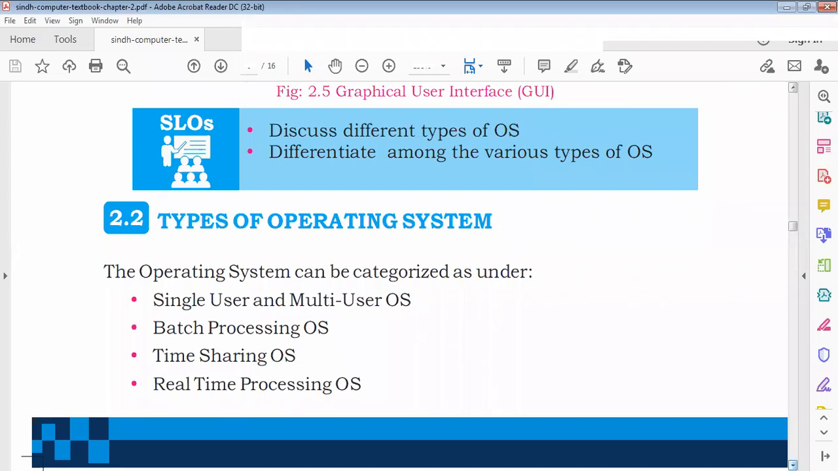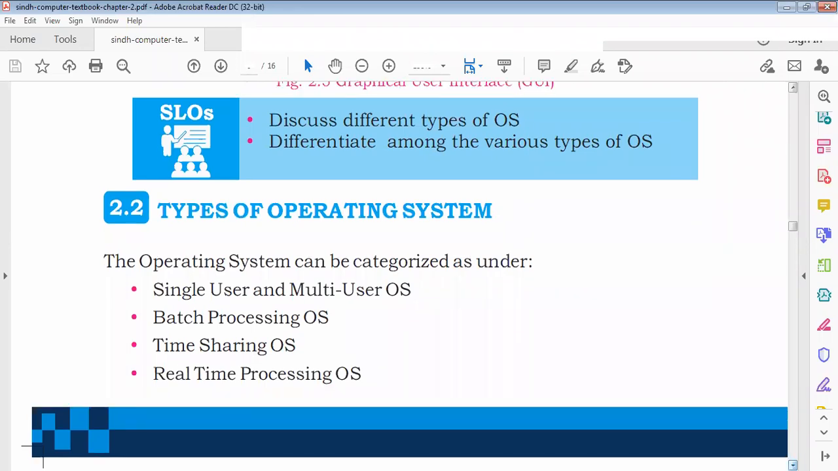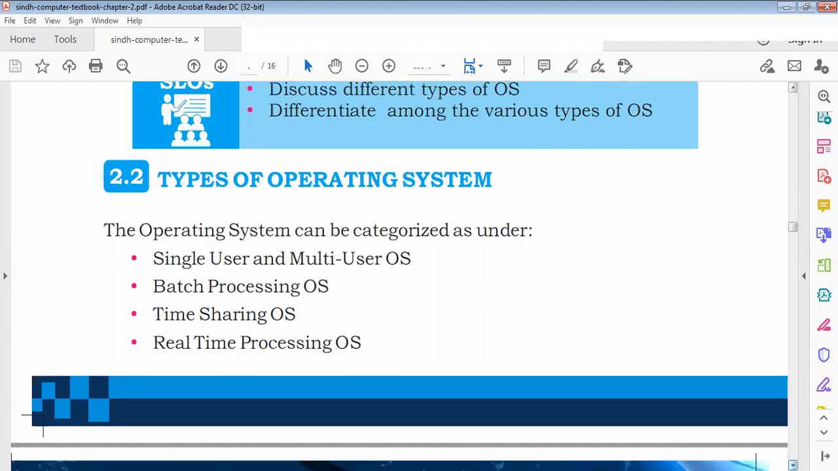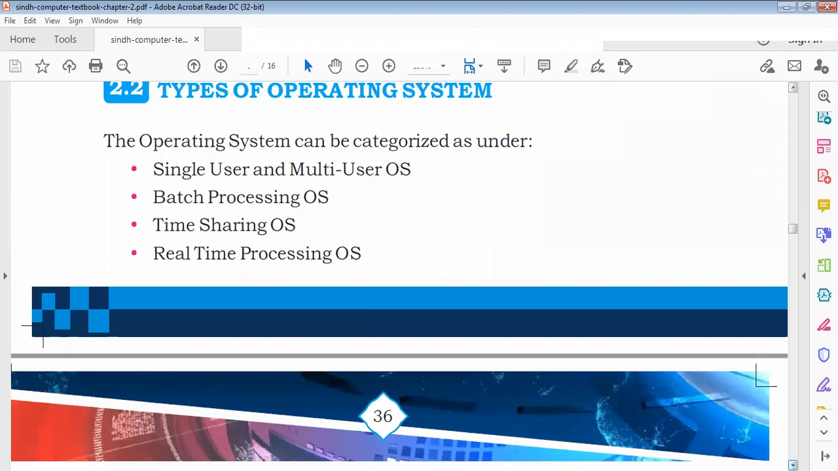In this section of chapter 2, we are going to see different types of operating systems. There are total 4 types of operating system: single user and multi-user operating system, batch processing operating system, time sharing operating system, and real-time processing operating systems. These are all the 4 types of operating system.